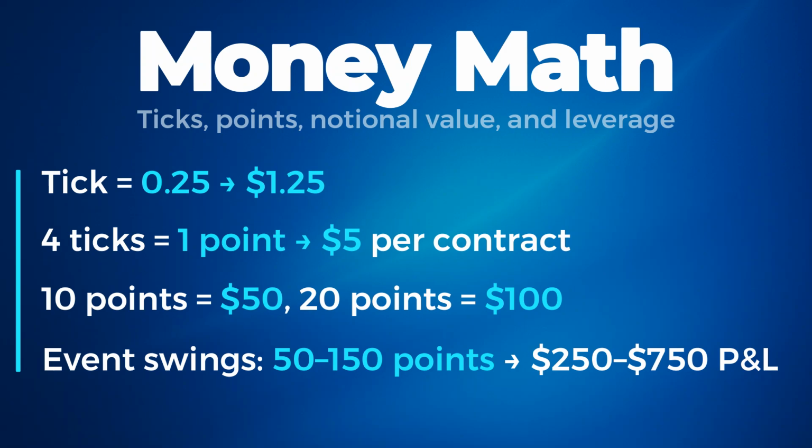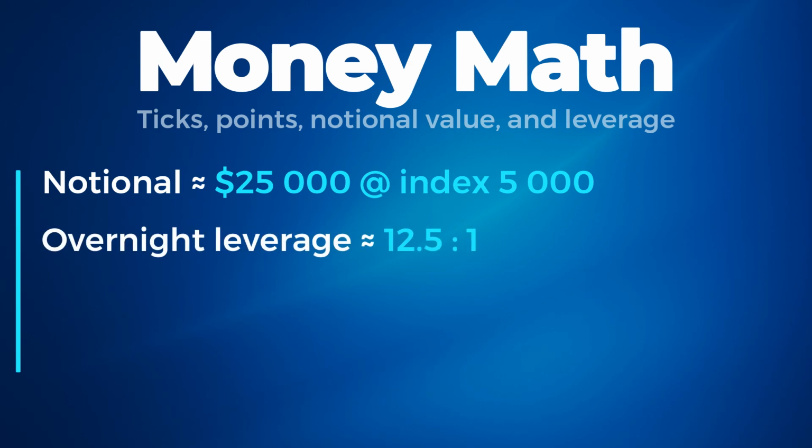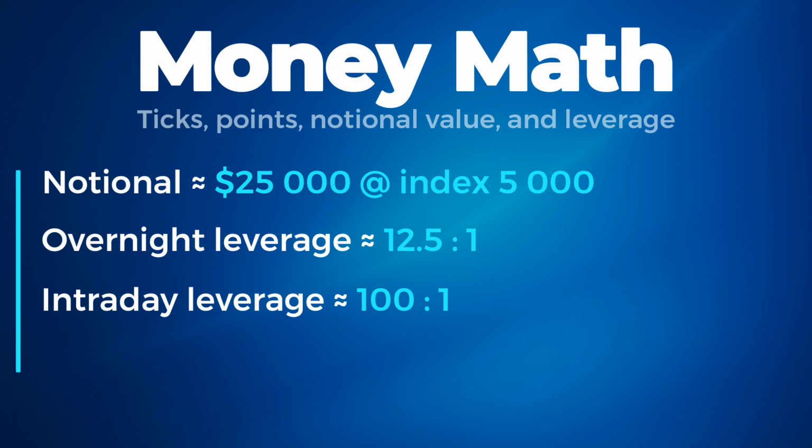volatility. And that means one MES contract sees $250 to $750 of potential gain or loss. At the index level of 5,000, notional is $25,000. If overnight margin is $2,000, leverage is roughly 12.5 to 1. If intraday margin is $250, leverage jumps to nearly 100 to 1. Leverage isn't right or wrong, it's just mathematics. Essentially, align it to your account and your trading plan.